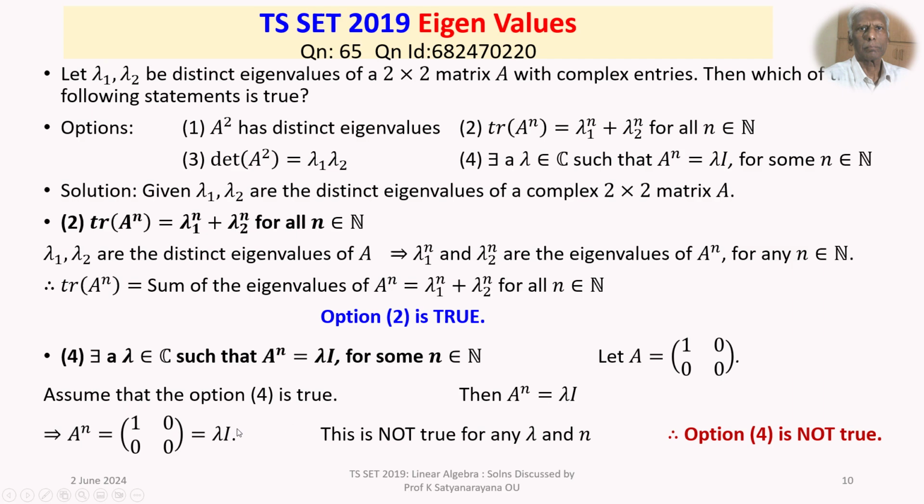That is equal to lambda I, because you are assuming that is true. Lambda I means lambda multiplied by 1 0 0 1. Equating the corresponding terms, you will get lambda is equal to 1 and lambda is equal to 0. On one hand, lambda is equal to 1 and on the other hand, lambda is equal to 0, which is not true. Not only that, you take any natural number n and power it and you will get this only. That means this is not true for any lambda and n. So there does not exist any lambda and any n. Therefore, option 4 is not true.